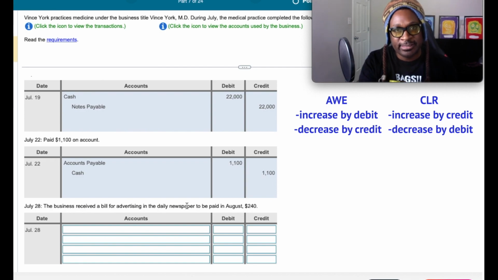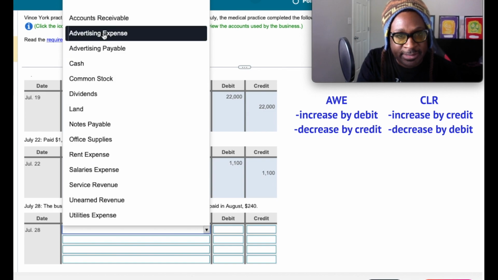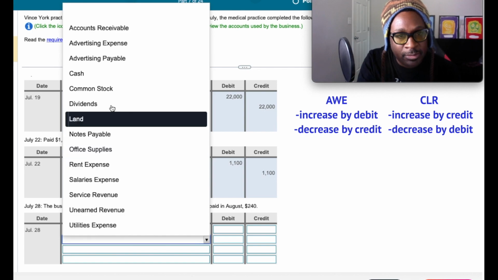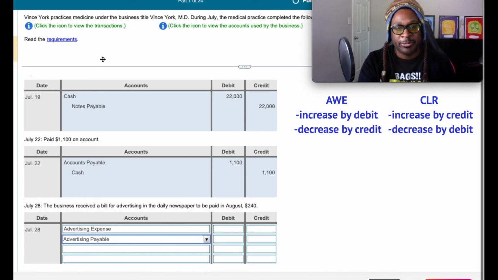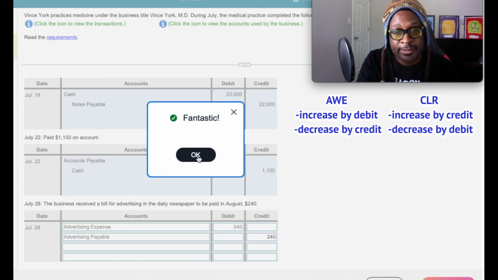Let's look at the choices that we have, gang. So what are we going to do? We're going to debit advertising expense, and we're going to credit a payable. Let's see what payable we have. We have advertising payable. There you go. We're going to credit it because it's increasing for the $240. Check our answers. Money all day.